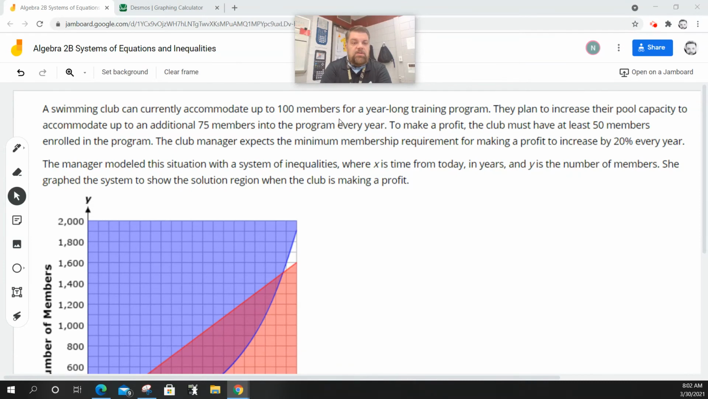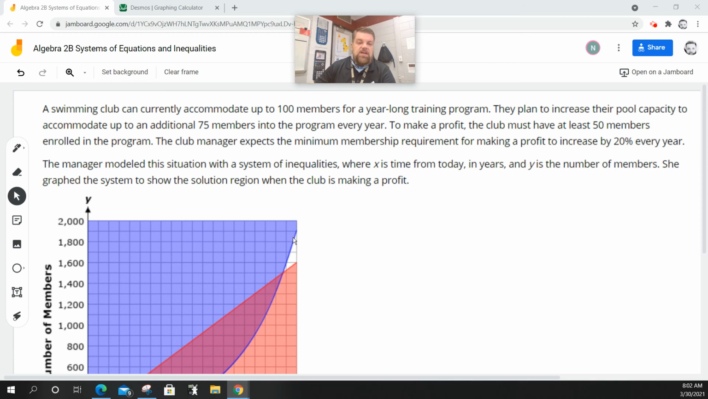A swimming club can currently accommodate up to 100 members for a year-long training program. They plan to increase their pool capacity to accommodate up to an additional 75 members into a program every year. To make a profit, the club must have at least 50 members enrolled in the program. The club manager expects a minimum membership requirement for making a profit to increase 20% per year.